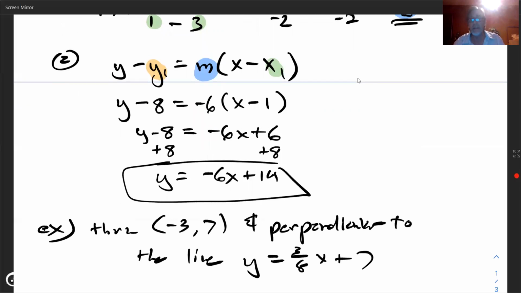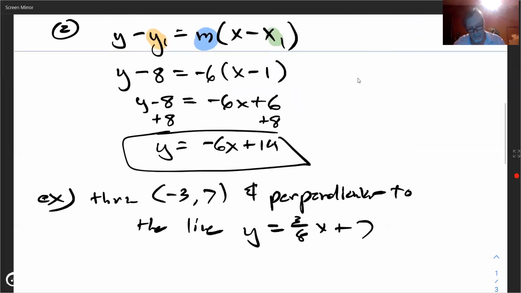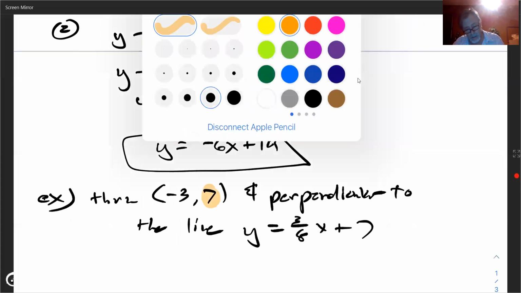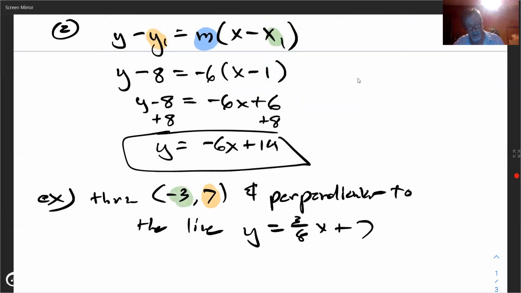Hey, it's the same thing. I just have to find the slope and use a point. Well, the point's obvious. The point is we've got a y and we've got an x, okay? But we don't have a slope. We have to find the slope.